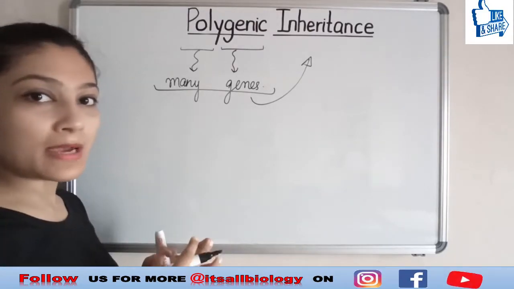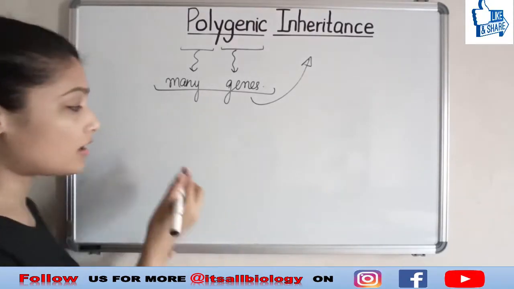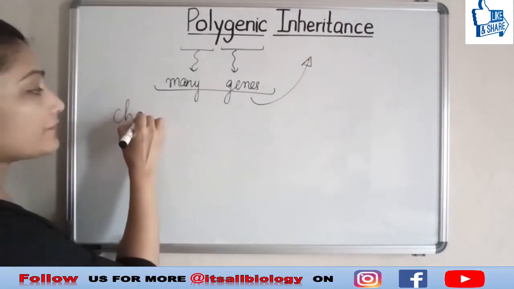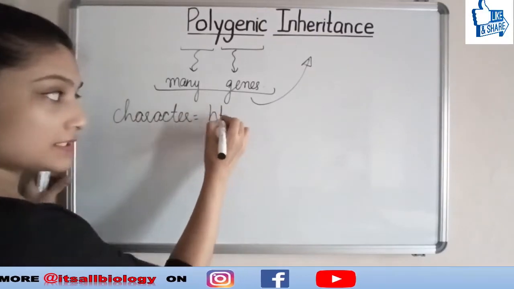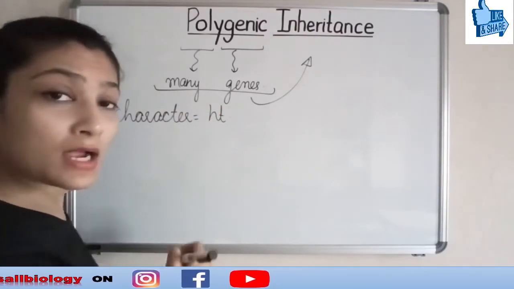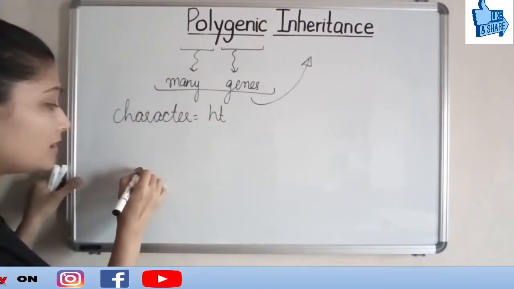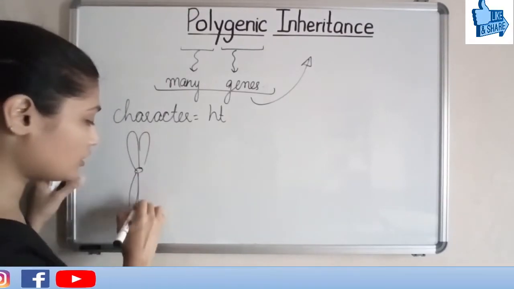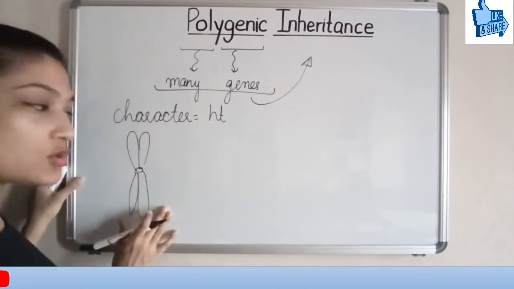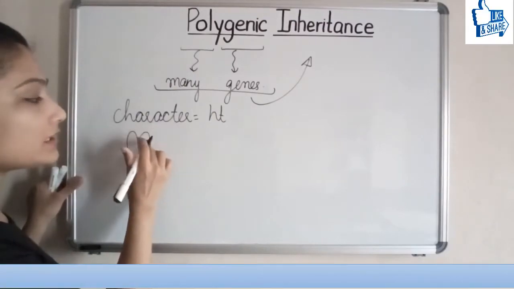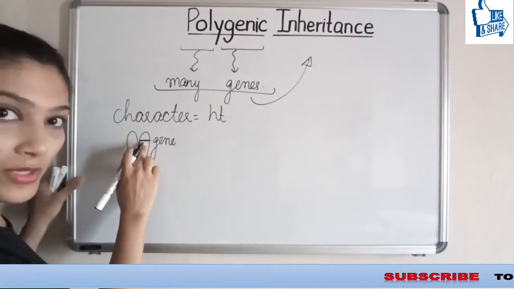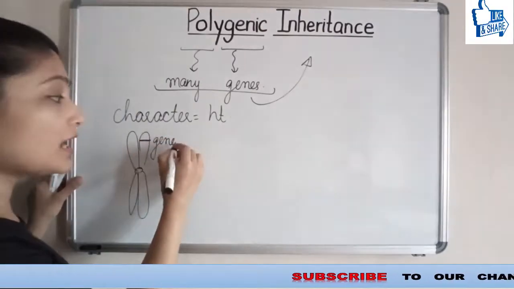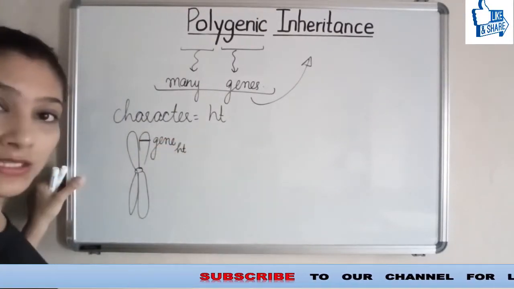Up to now, we discussed, suppose I have taken a character here, a character for height. In a plant, the height character is there. Let me just label it, mark it on a chromosome. This is one chromosome and say the character for height is present at this position. So the gene for height is here. I'm going to write it like this.